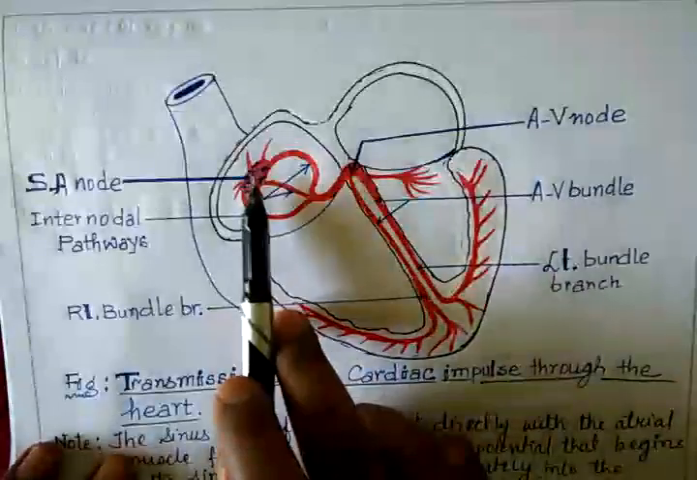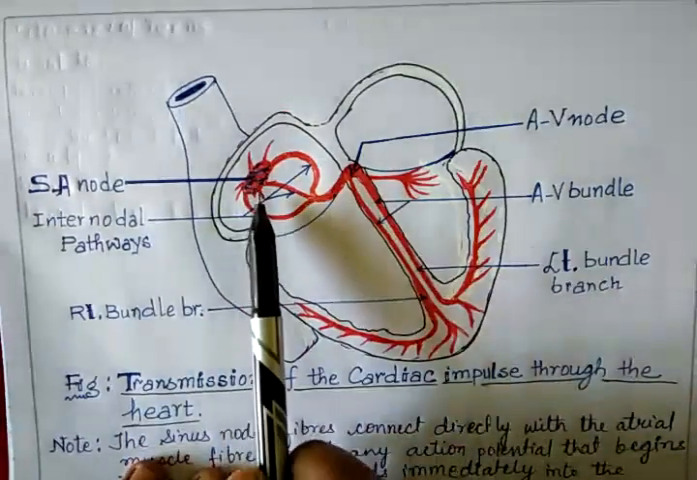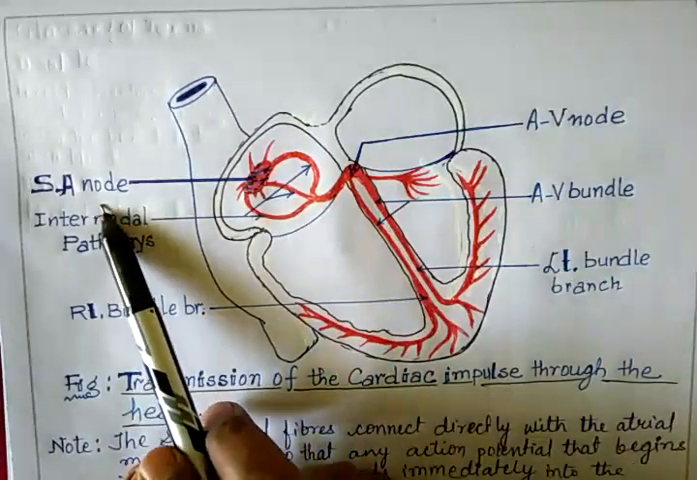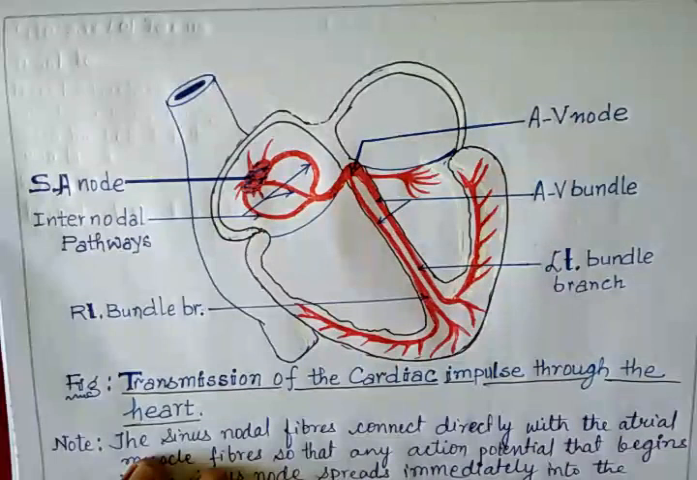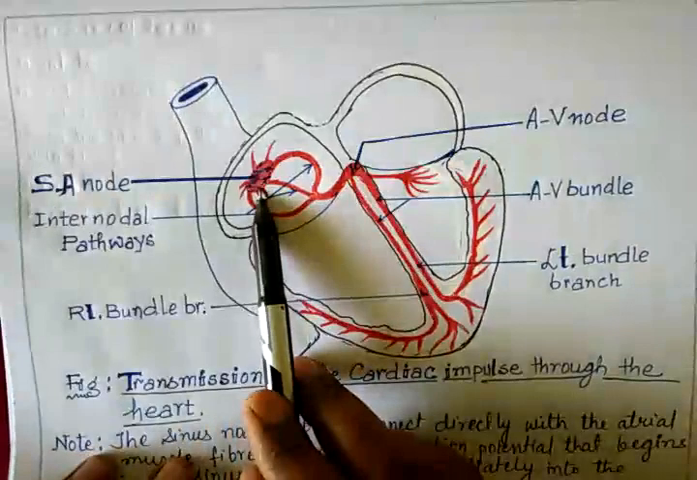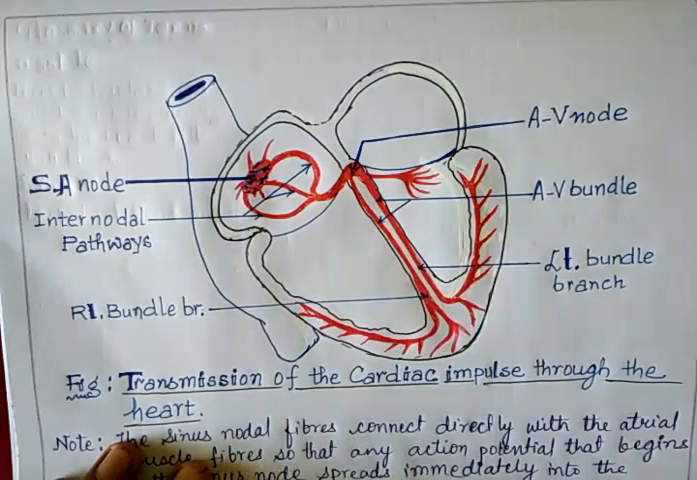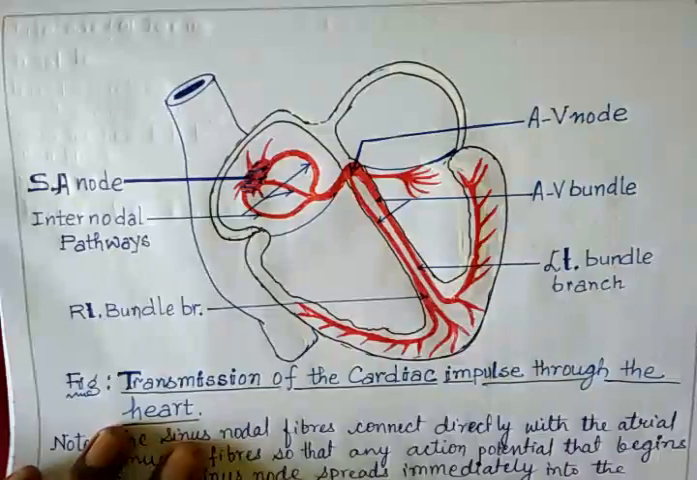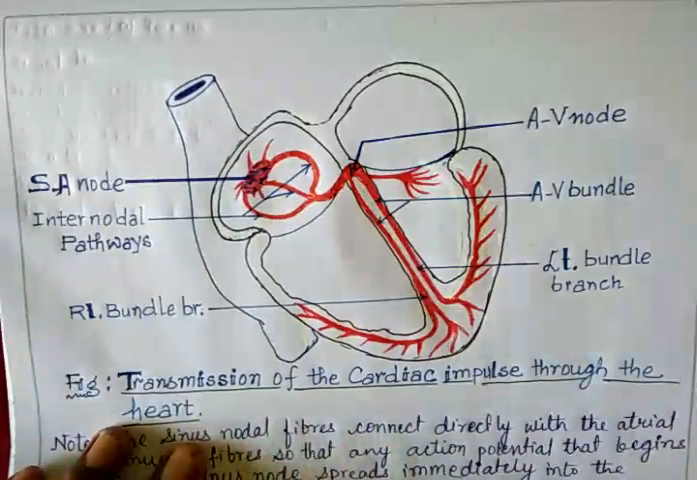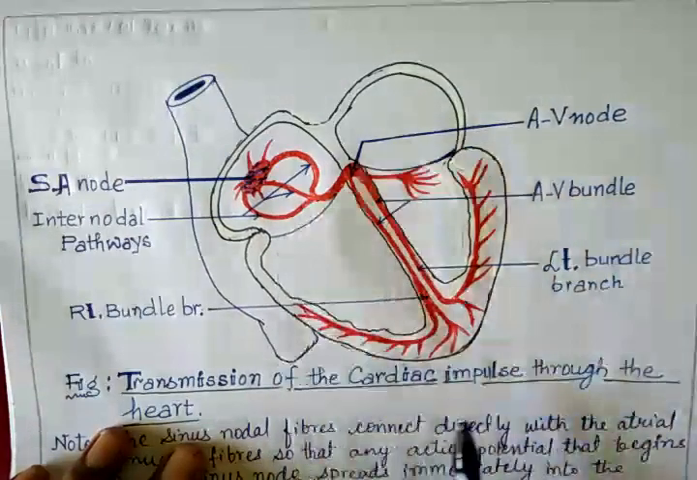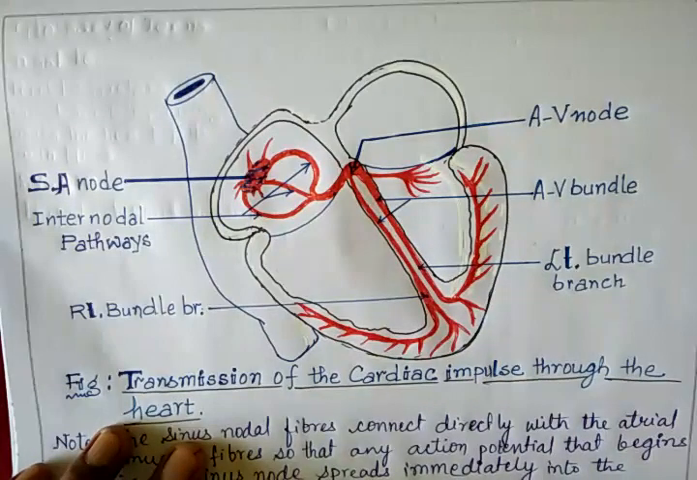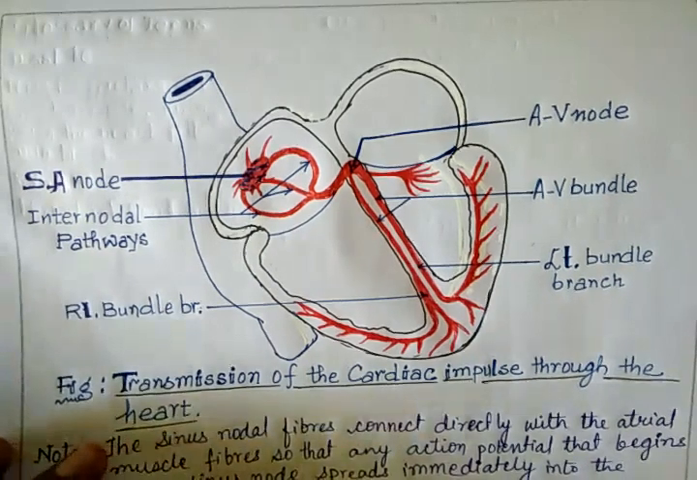You can see here this star-like structure that we call the SA node. Its full form is sino-auricular node. This sino-auricular node is a special type of tissue called nodal tissue, and it is responsible for creating excitation throughout the heart, and due to this excitation, the heart contracts and relaxes. That is called the pumping mechanism of the heart.